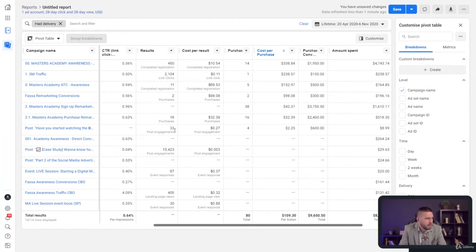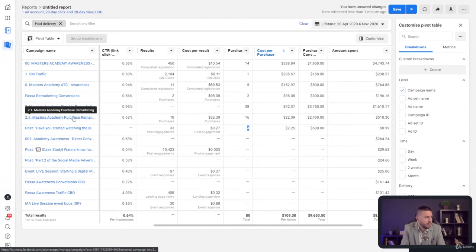So first of all, we have some kind of a post, which is obviously a remarketing campaign, so that's just a wrong attribution. Then we have our purchase remarketing, which is doing good. It's selling courses at 32. And then we have the sign up remarketing. So people who have signed up for a free trial, we get 42 over here. And then we have another remarketing campaign, which is not doing so well. And our awareness campaign is at 152. And the traffic campaign is at 238.